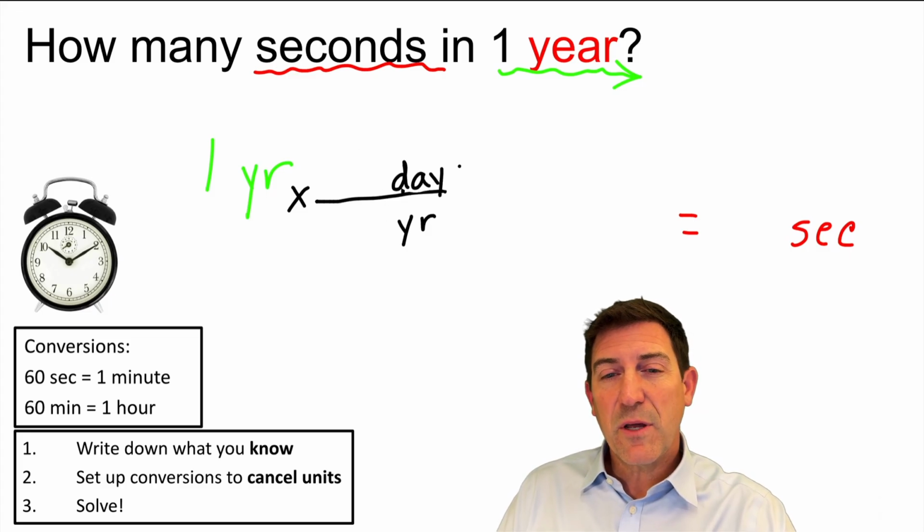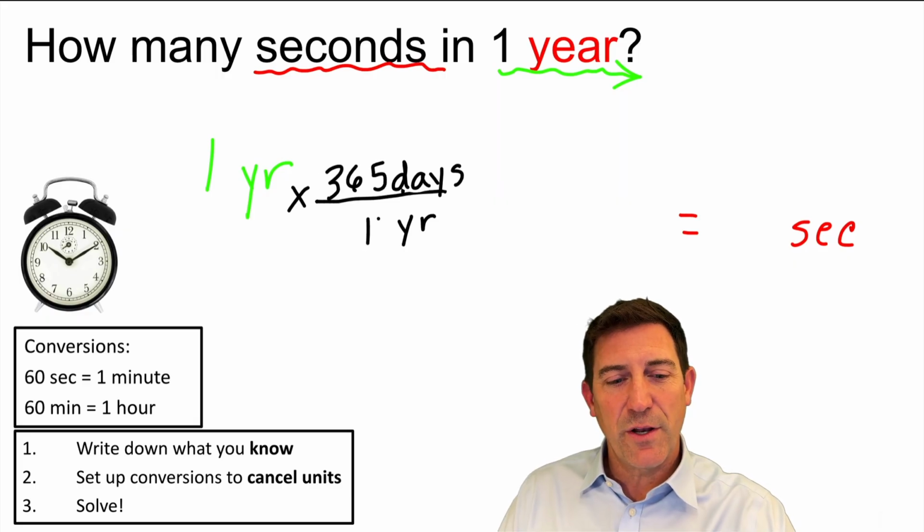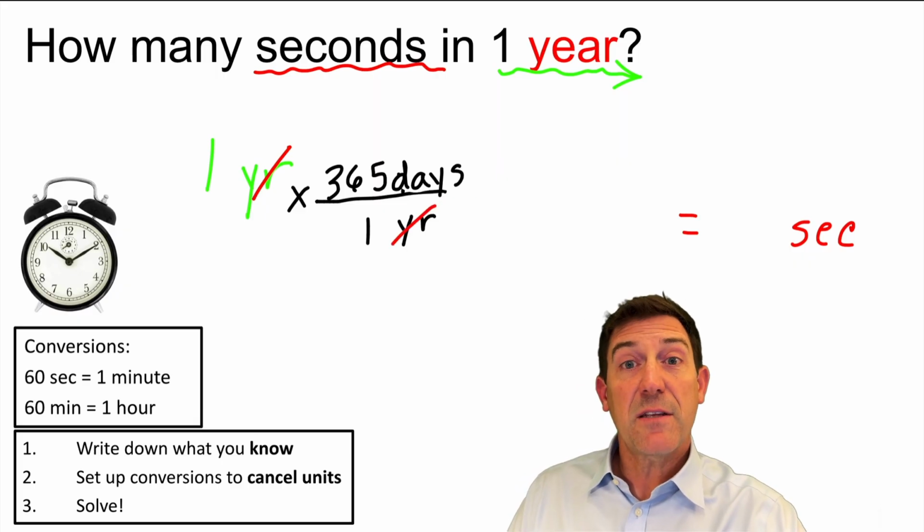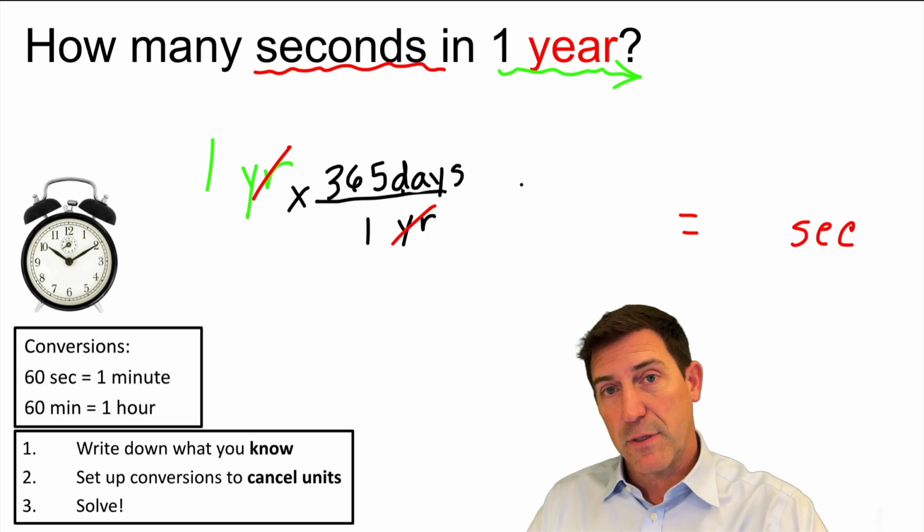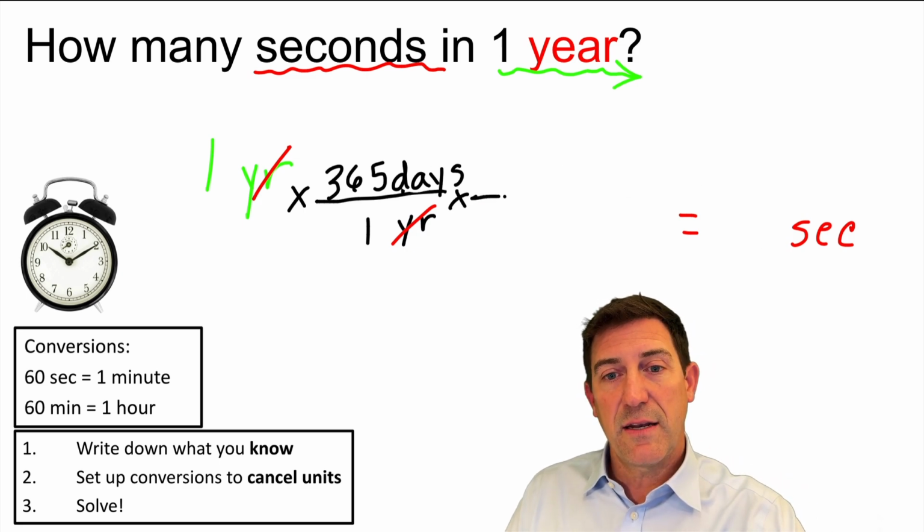There are, and I'm going to round this off, 365 days in 1 year. Some of you might know it's far more specific than that, but let's just go with this number because we're just learning a process. Then if I stop right now, my answer would be in days, but I want my answer in seconds. So this is not what I want my answer in.